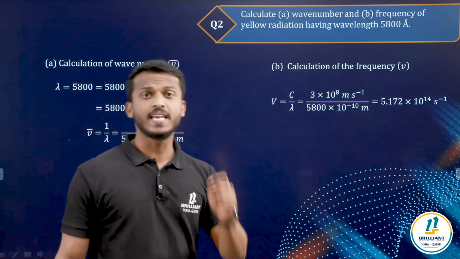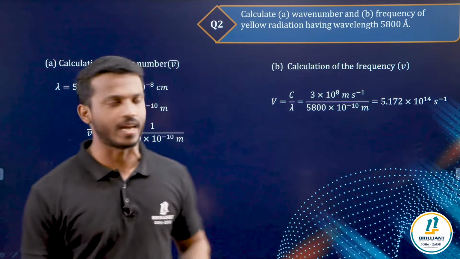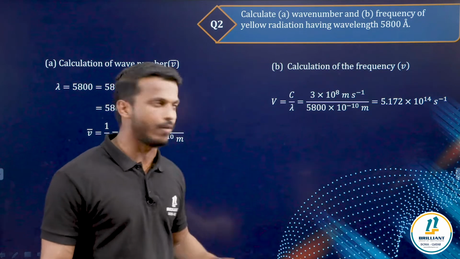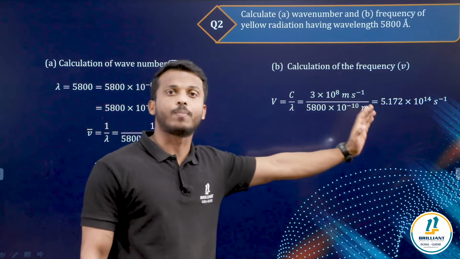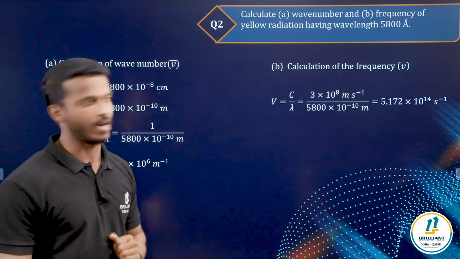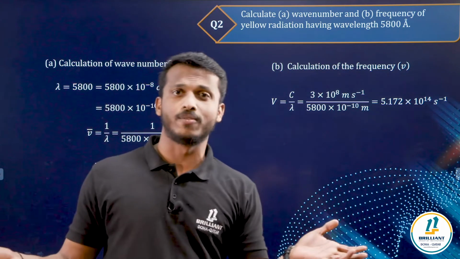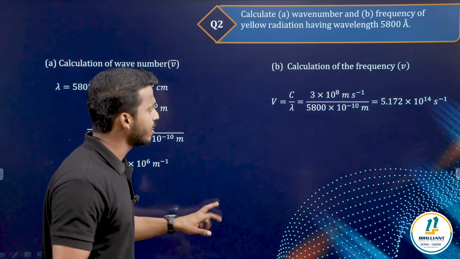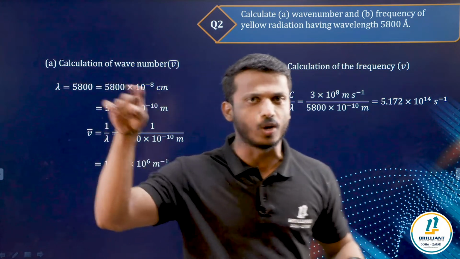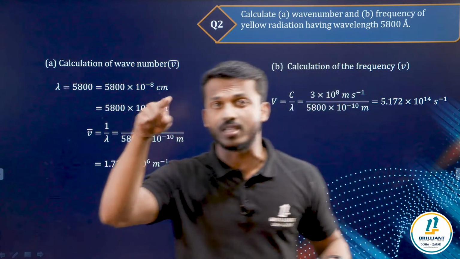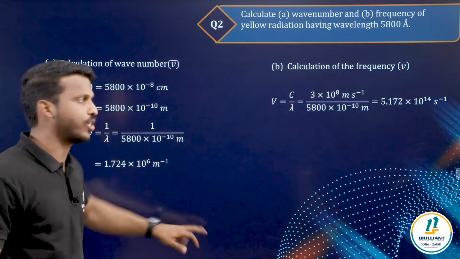What is c? c is the velocity of light, you know, 3 into 10 to the power 8 meter per second, divided by lambda, already given. Yes, let's calculate. We are getting 5.17 into 10 to the power 14 second inverse, right? Or hertz. What is the unit of frequency, right? Second inverse or hertz. So this is the calculation for what? Wave number. So wave number nu bar is equal to 1 by lambda and frequency nu is equal to c by lambda. All of you, just recall the equations once again.